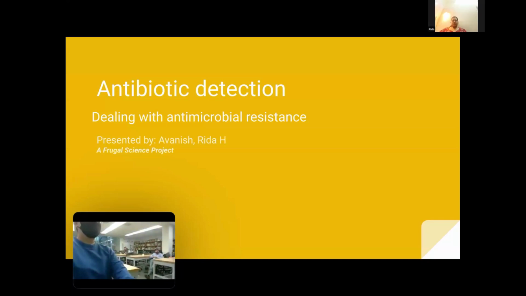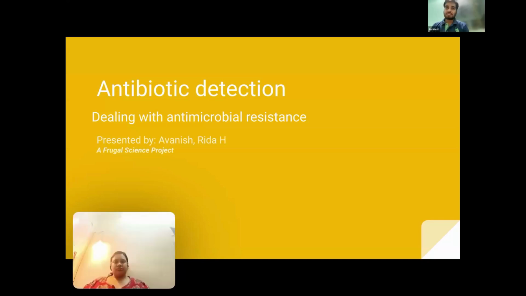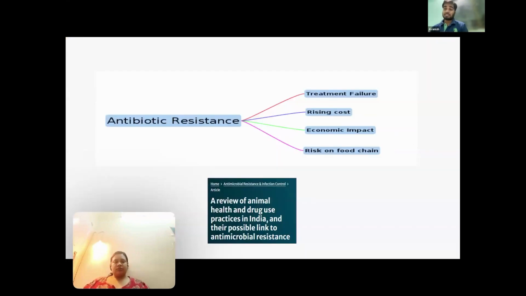So yeah, our project is about making an antibiotic detection kit. As we know, antimicrobial resistance, or antibiotic resistance, has problems like treatment failure and rising cost of taking medicinal help, and it has economic impact, and also there is a risk on the food chain. So we thought of inquiring what antibiotics are present in chicken.